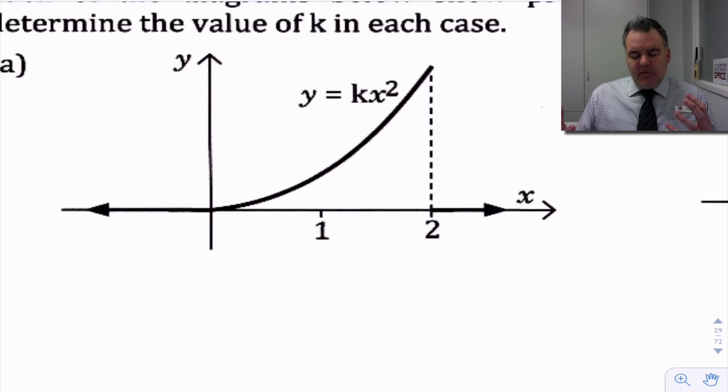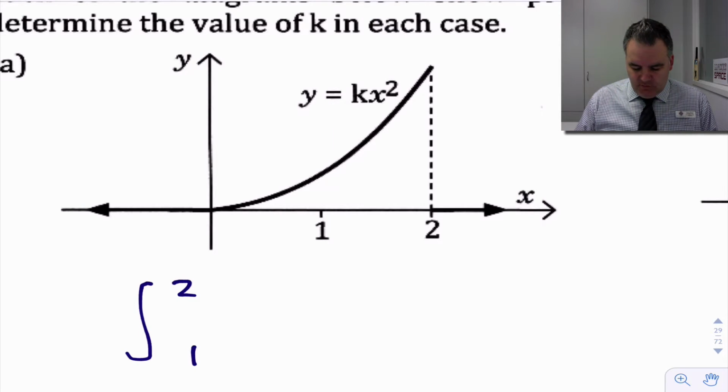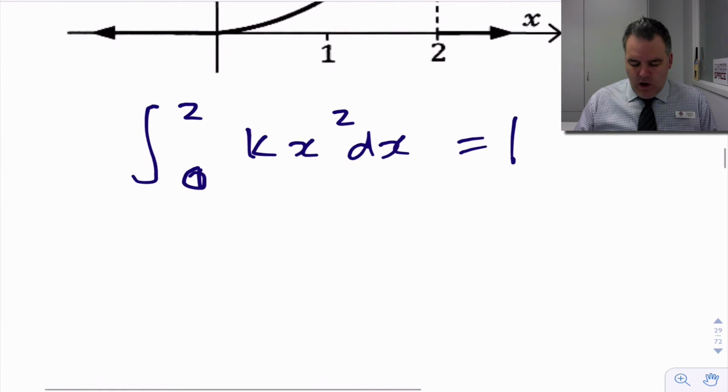So this one's a little bit different. We want to find the value of k here. So we know that the area under the curve here has got to be 1. So the integral from 2 to 0 of kx squared with respect to x is equal to 1.